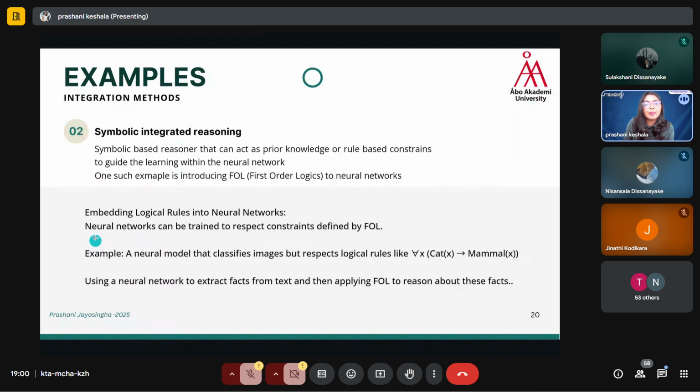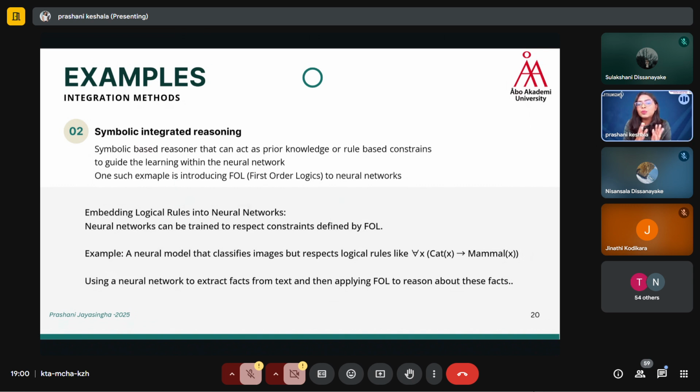Yeah, you can also embed logical rules into neural networks. Neural networks can be trained to respect constraints defined by first order logic. So you are saying a neural model that classifies images but respects logical rules. That means you're telling the neural network, okay, you can do the pre-processing, you can use the data, you can come up with a certain outcome, but I'm going to give you a set of rigid rules and you have to follow them no matter whatever you're processing inside the neural network.